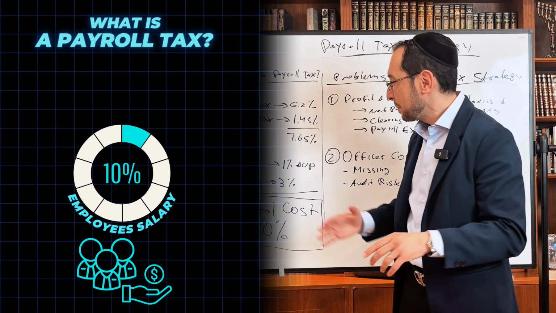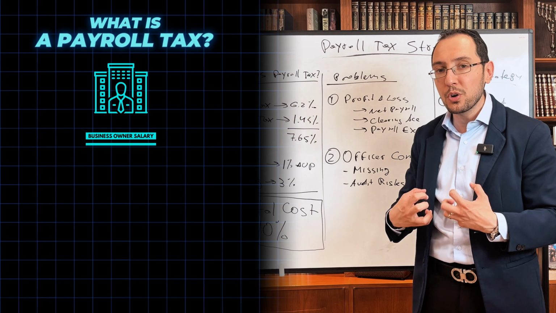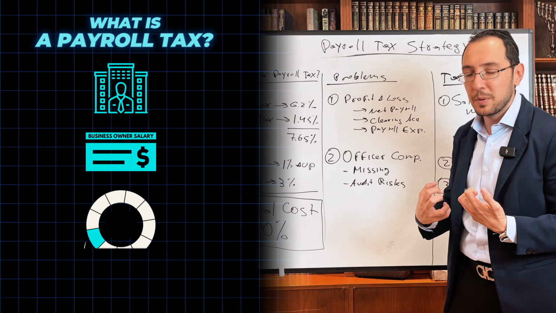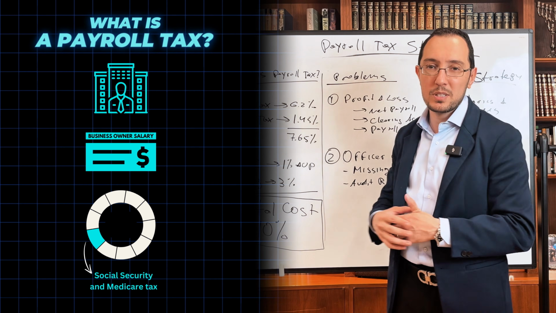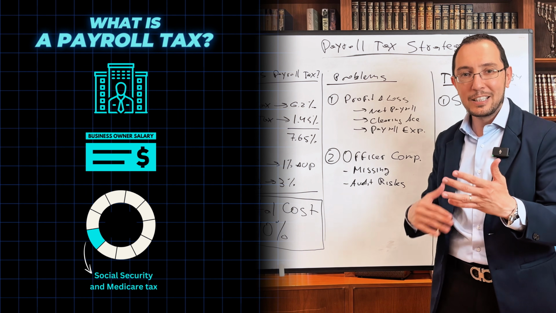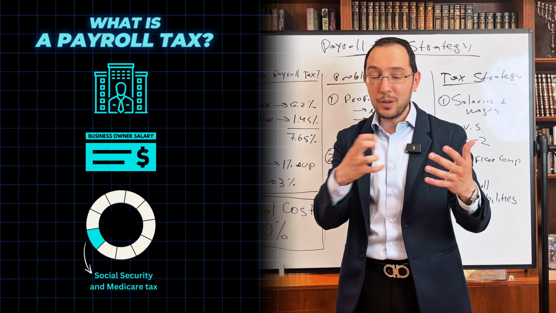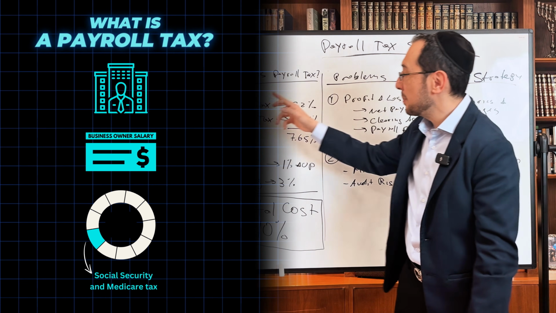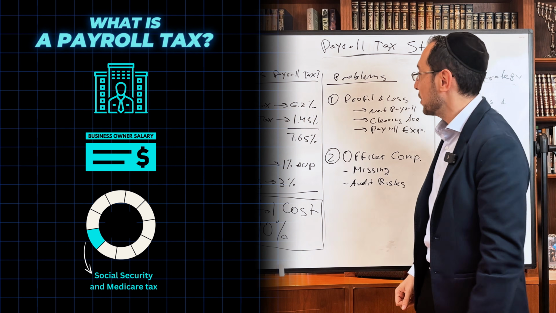On top of that, in most cases, even when you as an owner draw a salary from the business, you also pay a payroll tax. The government says, hey, we don't care that you own the business. If you pay yourself a salary, you still have to pay the employer's portion of Social Security and Medicare tax.